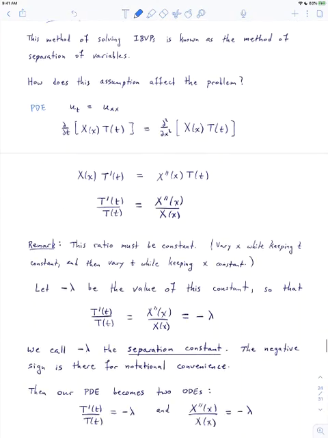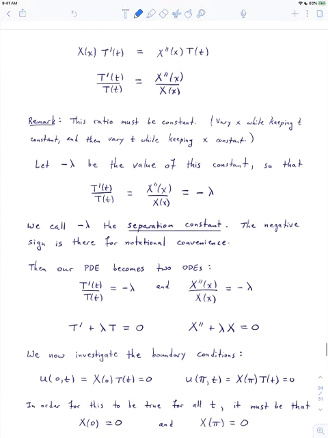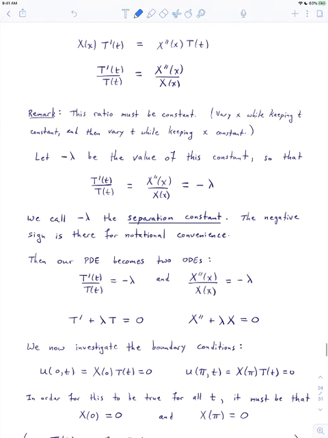The nice thing about this is we can separate it, hence the name. We can separate it into an equation, or rather two equations, each one in terms of only one variable. And it comes from this basic fact that if you have this function capital X times capital T prime, and that's equal to capital X prime prime times capital T, the first thing we do is we divide this T over to the other side.